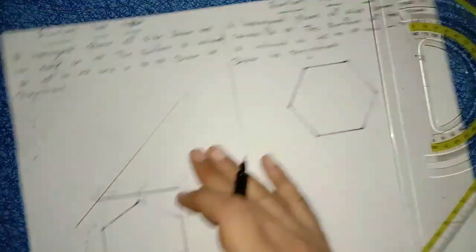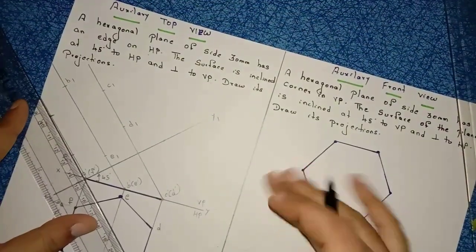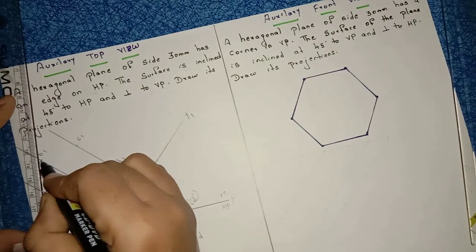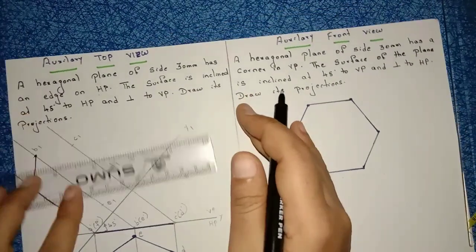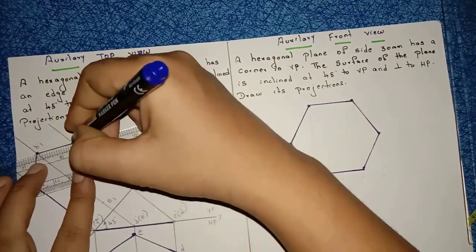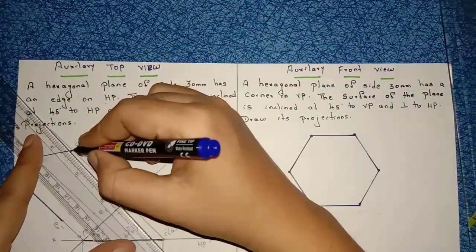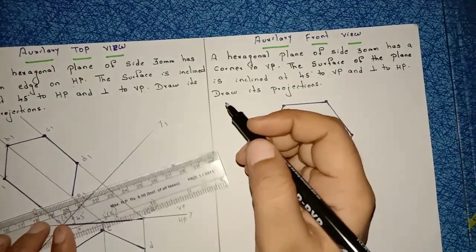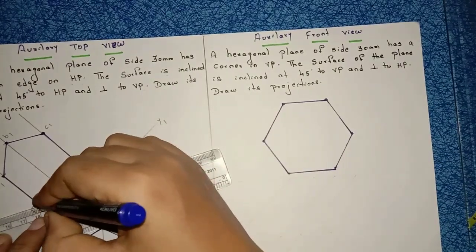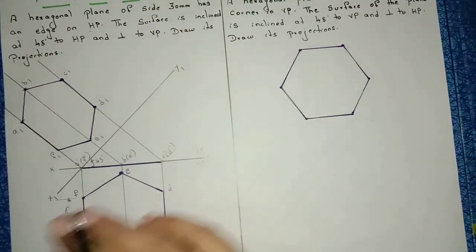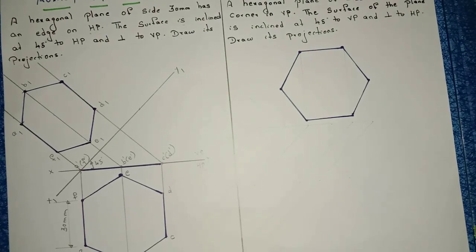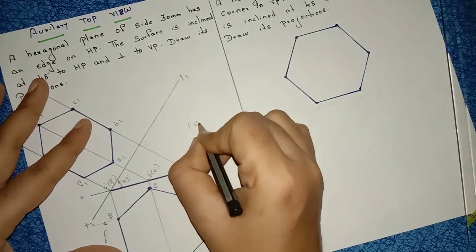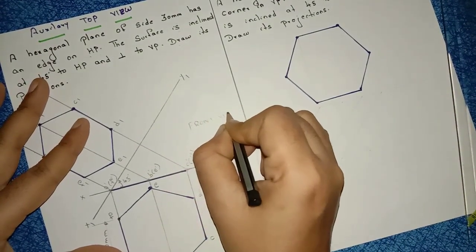After that, I will join A1, F1, right? A1, B1, B1, C1, C1, D1, D1, E1 and here E1, F1. I will join all these points. I will get the hexagon. This is how to construct auxiliary views. See, actually, we know the concept. This is our front view. Above the reference line, always this is our front view.